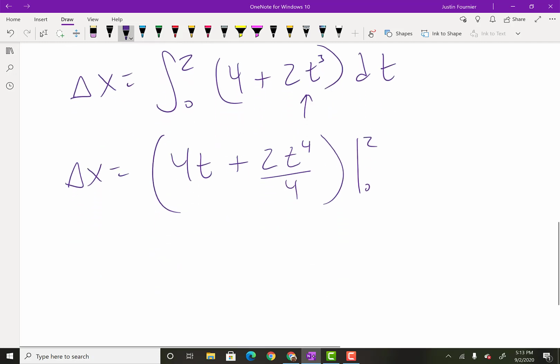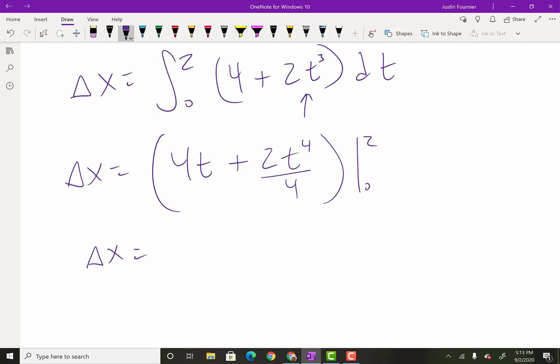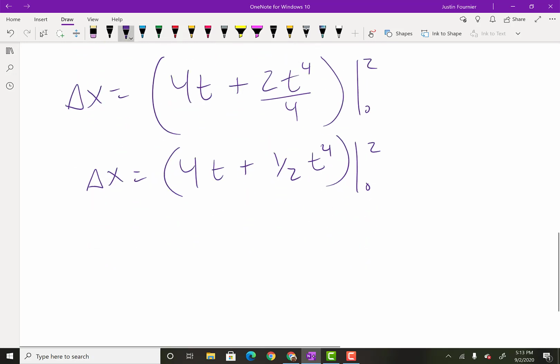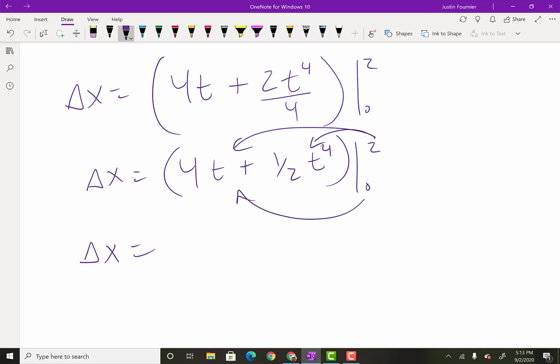I can simplify this a little bit. My displacement is 4t plus, and this is going to be 1/2, so 2 divided by 4 is 1/2, t to the 4th power. And I'm evaluating this from 0 to 2. So now I can plug these in. I plug in 2 into both of these, then I plug in 0 into both of these. So let's see what that does.